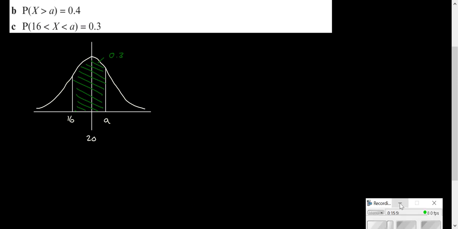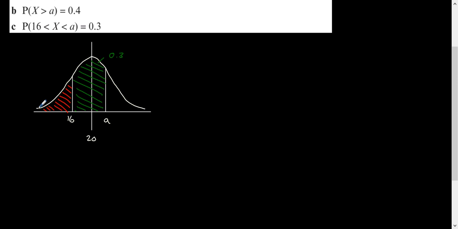Okay, so as we were saying, to find this value of a here, we just need to think a little bit outside the box. Something I know that I can do is calculate the area to the left of 16 without any problem. So it's going to be a little bit more work here, but let's do that.